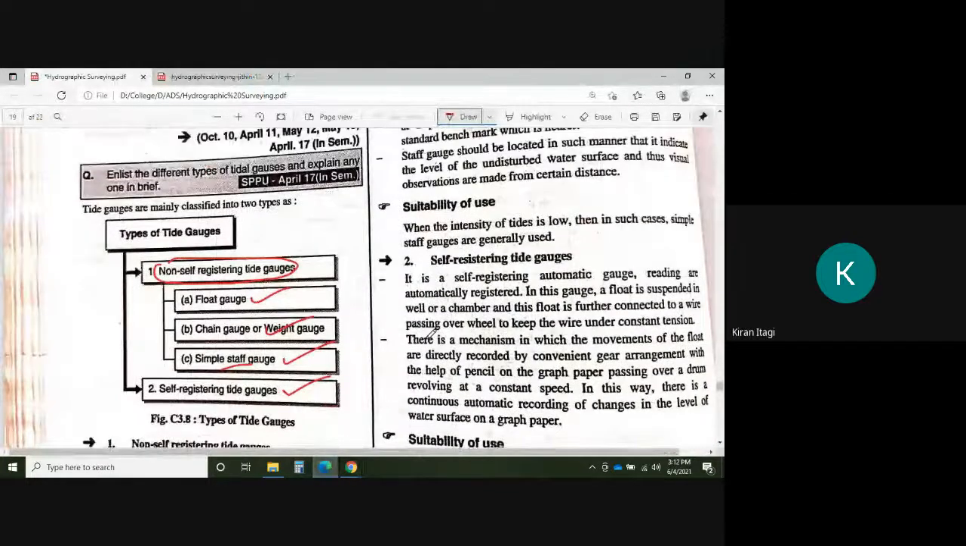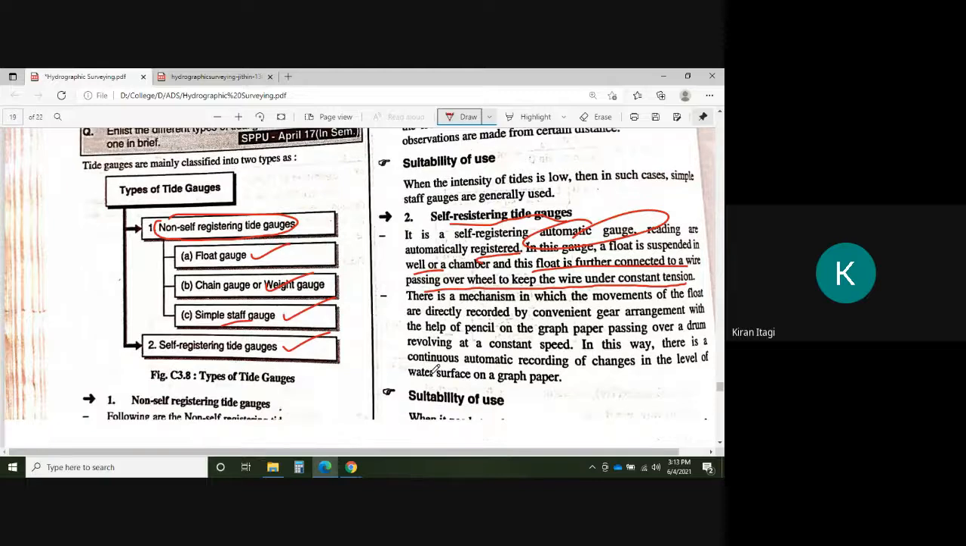Then we have the self-registering tide gauge. It is an automatic gauge. Readings are automatically registered. In this gauge, a float is suspended in a well or a chamber, and this float is further connected to a wire passing over a wheel and keeping the wire under constant tension. So when the water moves up and down, it will note down the reading automatically.